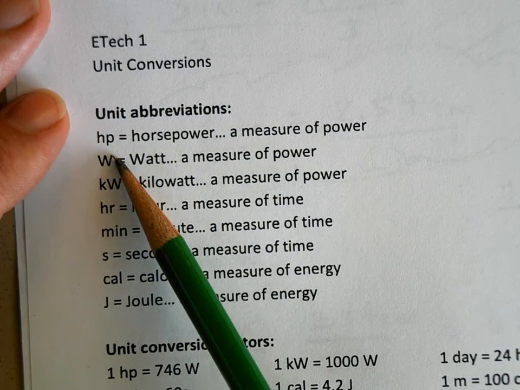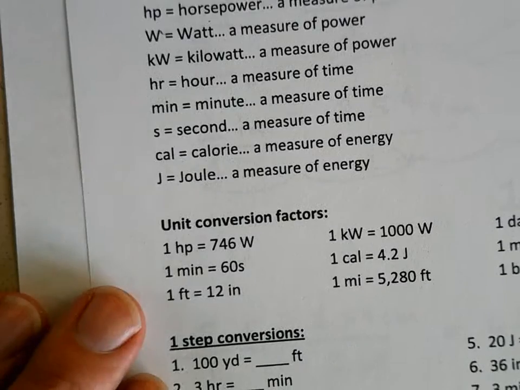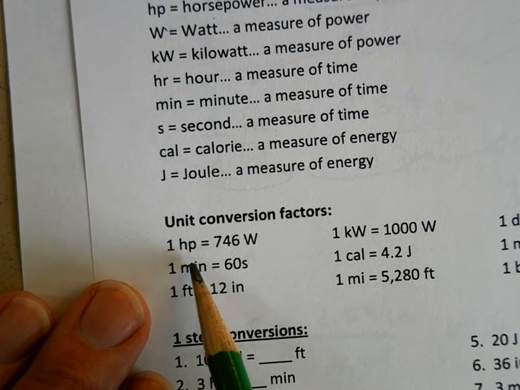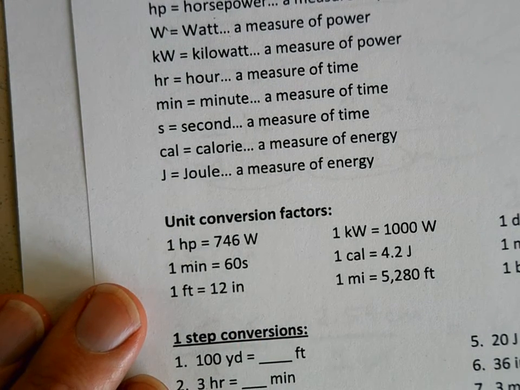HP, horsepower. Horsepower is a way of measuring power. What did we talk about? How did we measure power the other day when we did the power lab yesterday? We measured it in watts. So you can measure it in horsepower or you can measure it in watts. Now there's a conversion factor right here. 1 horsepower is equal to 746 watts.